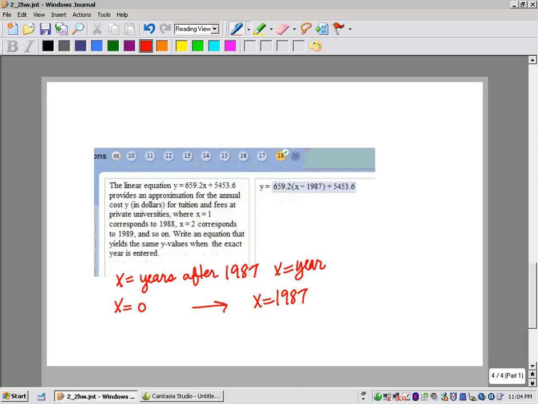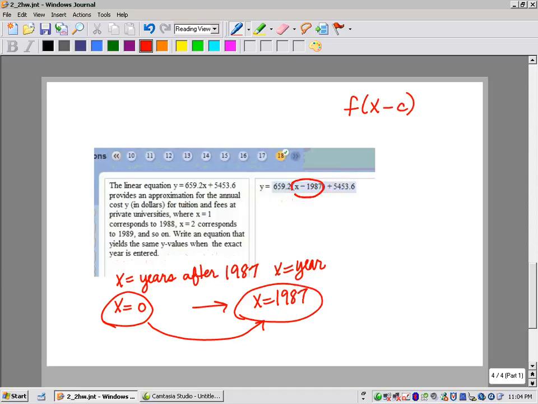Well, to do that, we're making a shift in the right direction, right? We're actually changing the value of 0 by shifting it right 1987 units. So to shift it right means that the x variable has to be changed in some way. And a shift right is going to look like f of (x minus c). So what we would have to do is insert x minus 1987 in place of x, to get the desired result.